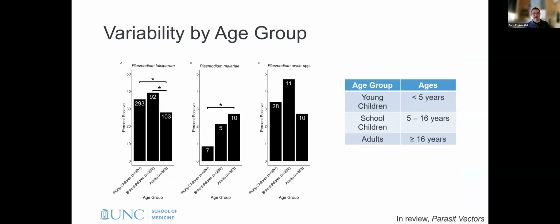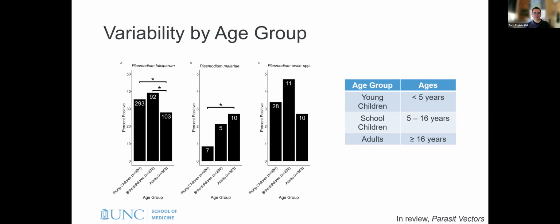We again looked at variability by age group. This is to allow us to more directly compare to that previous study that had shown such high rates of ovale in school children. With falciparum, which we'll look at first, on the left, you'll see that school children have the highest prevalence. There is a significant difference between the school children and the adults.